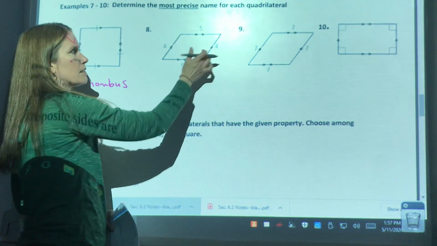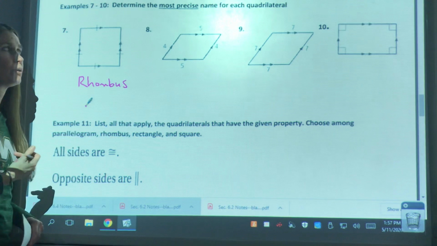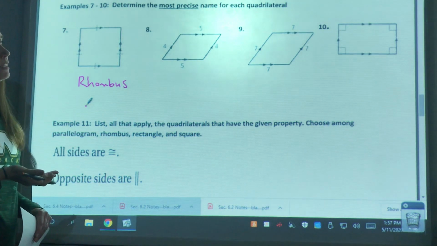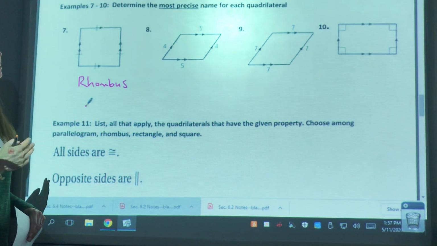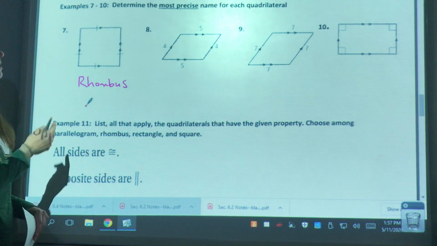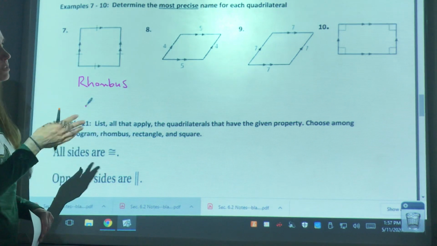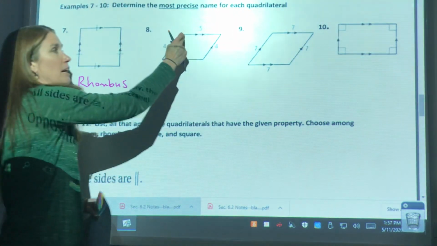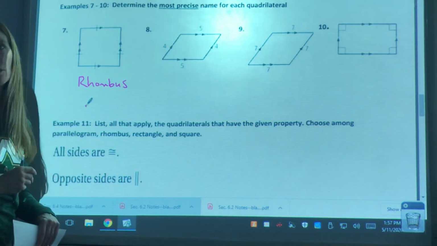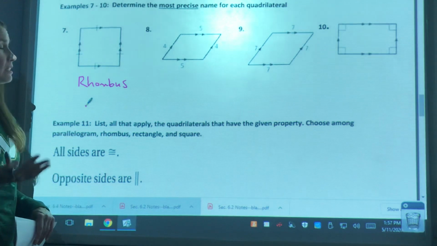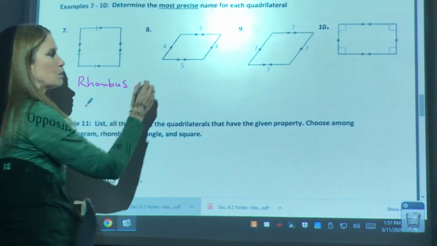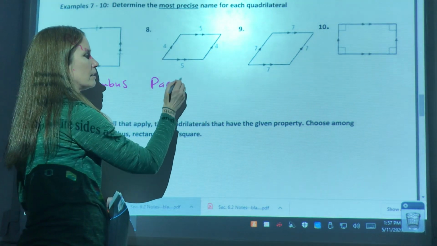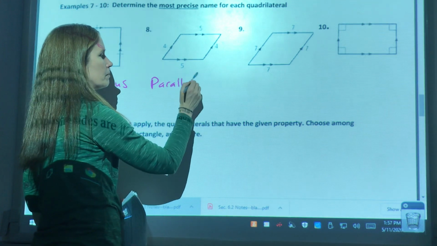I know opposite sides are congruent, which is also a parallelogram property, okay, but there's nothing that tells me that it's a rhombus. I don't see all 4 sides congruent, I don't see perpendicular diagonals, that kind of thing. I don't see right angles in the corner, so it's not a rectangle, and if it's not a rhombus and a rectangle, it can't be a square, so the most specific thing I can say here is parallelogram.